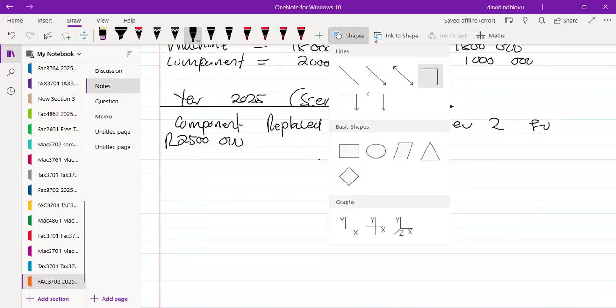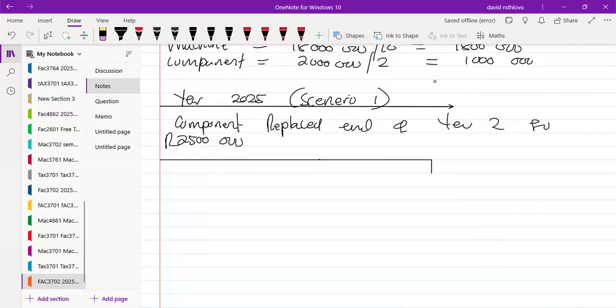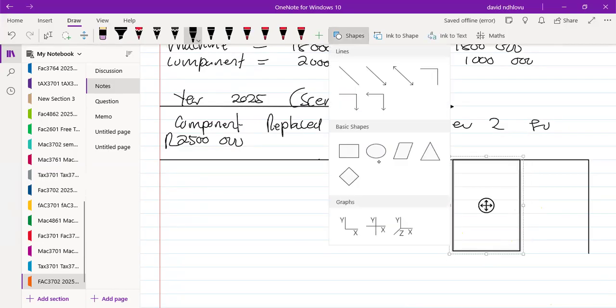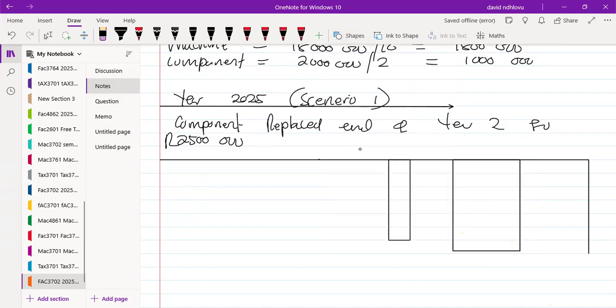Right, so to calculate the depreciation in this instance, we'll have 3 columns again. Let's have 3 columns here.